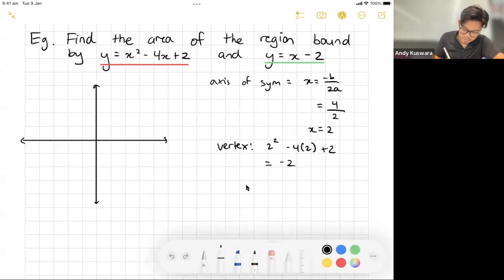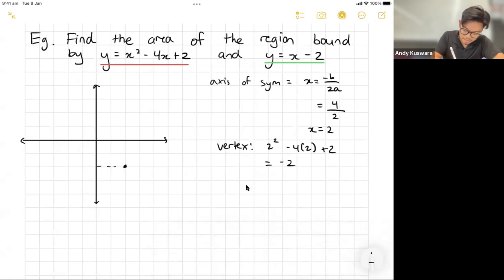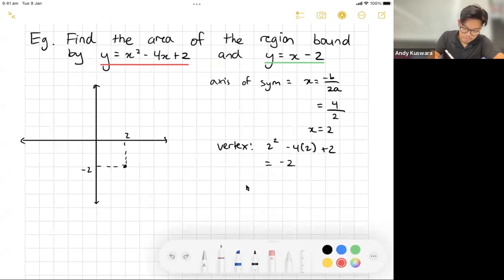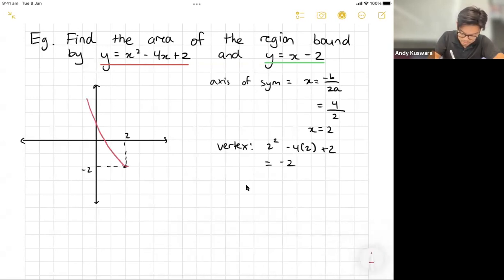And I should probably try to make it somewhat neat. Okay, so that's 2, that's negative 2. That's my vertex, and it's going to be somewhat of a positive parabola. And let's do that in red, right? It's going to be something like that. Okay, not perfect, but it gives me an idea.